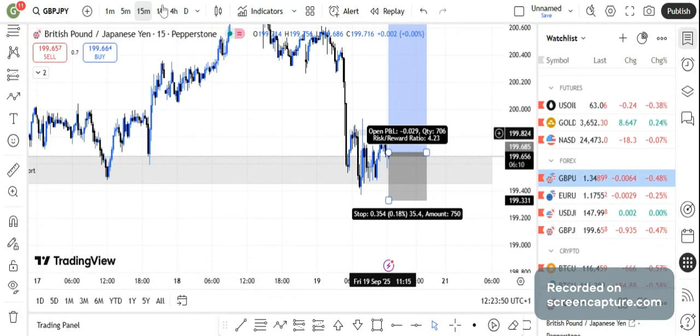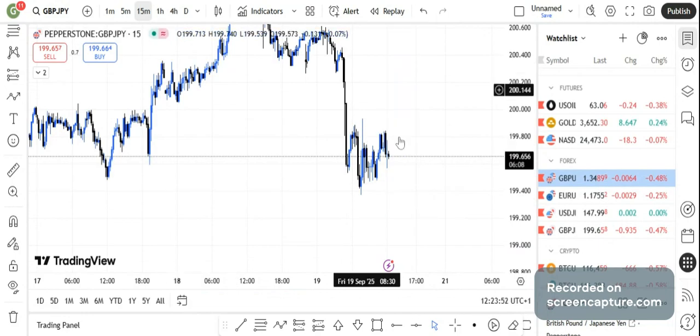So now I have taken my entries. As you can see, risking 1 to 4 risk to reward ratio on this trade. So the next thing is I want to move to the downtrend. How to identify the downtrend? This is a bullish trend. How to identify a downtrend?